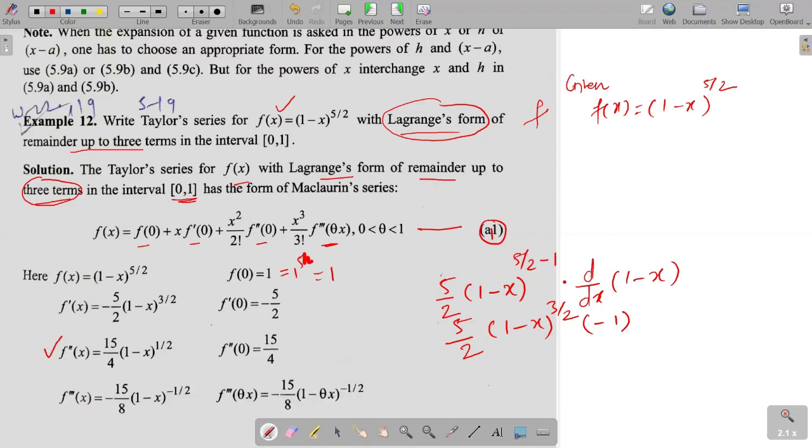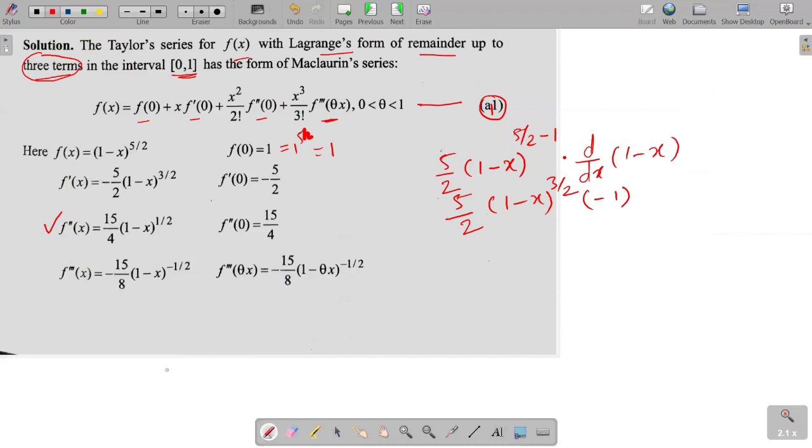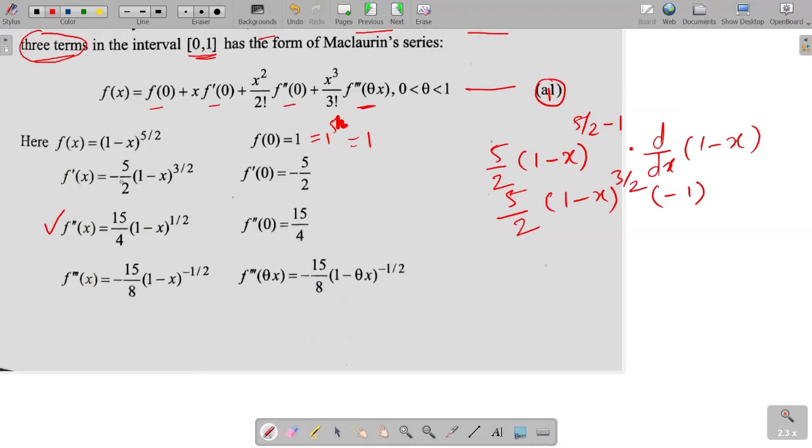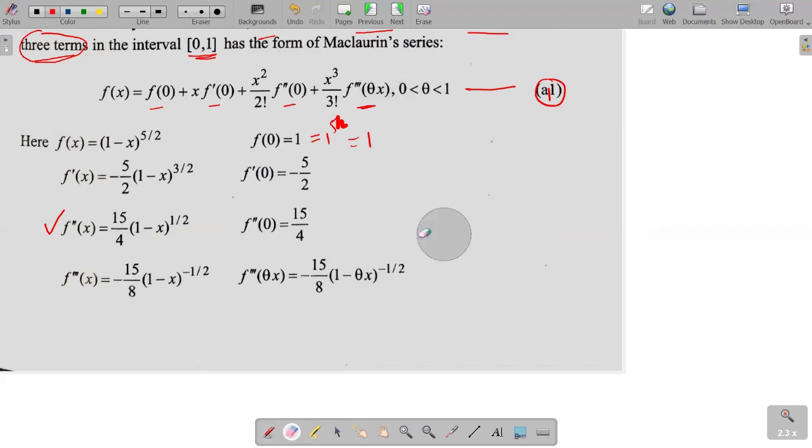Similarly, next we find f double dash of x. F double dash of x is obtained by differentiating f dash of x. आता याला डिफरन्शिएट करा. तर काय होईल? -5/2 into 3/2. ओके. -5/2 ह्याचा होईल. याला जर डिफरन्शिएट केले तर -5/2 into 3/2 into derivative of 1 minus x to the power 3/2 minus 1. That will be 1/2 into derivative of 1 minus x minus 1. Okay. So in this way we get here minus minus will be positive. 5 into 3 will be 15. Okay. 2 into 2 will be 4. 1 minus x to the power half.